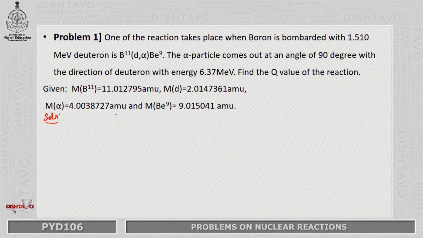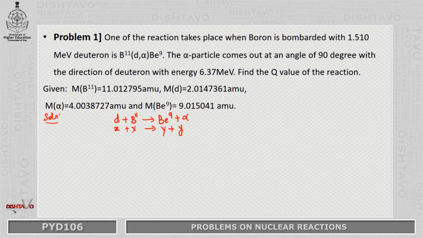Now, for clarity, let us again write down the reaction. So here the deuteron is made incident onto this boron nucleus to give this nucleus and an alpha particle. So here our incident particle is this, target nucleus is this, and the product nuclei is this. Let us represent like this, and this is our product particle.